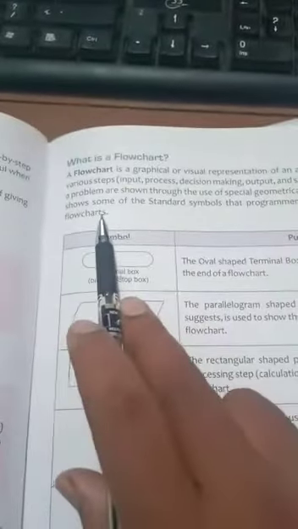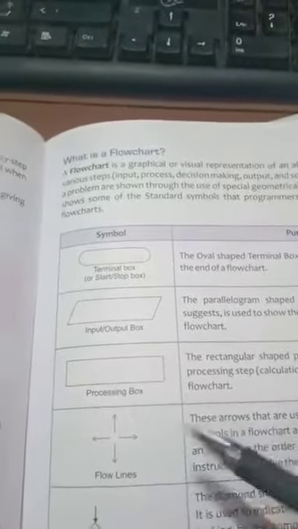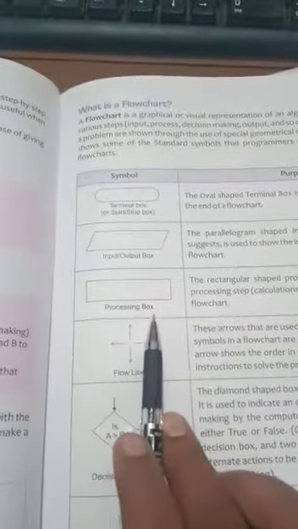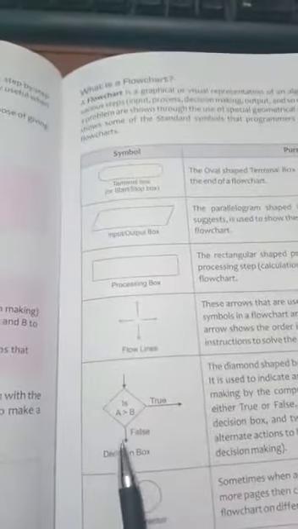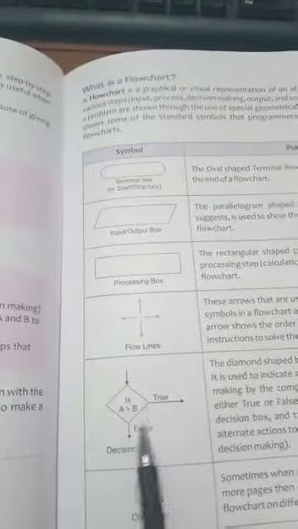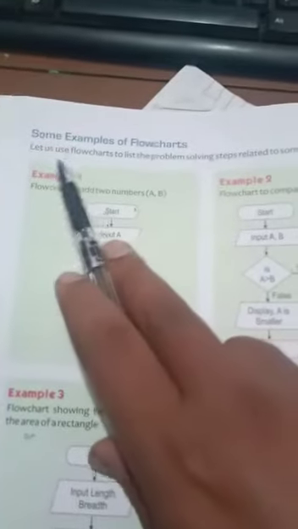The following list shows the special types of symbols used in a flowchart. That is an oval shaped box. This is used for start and stop. This is an input and output box. This is a parallelogram. Processing box, that is a rectangular shape. These are the flow lines, arrow keys. This is the decision box. A diamond shaped box is used for decision box, and this is the connector, through which we can make a flowchart. Now some examples of flowcharts.